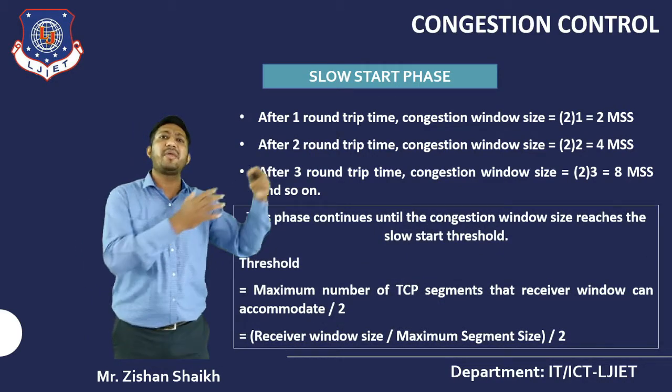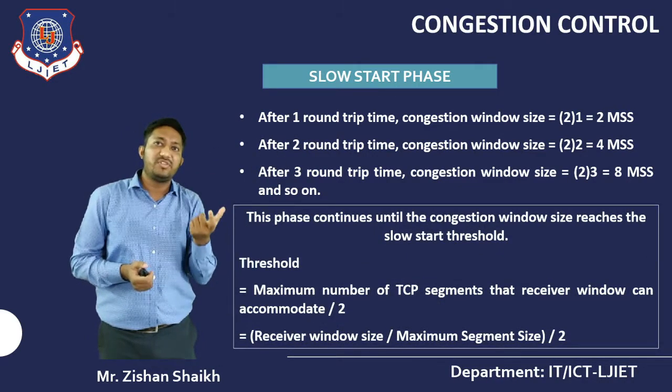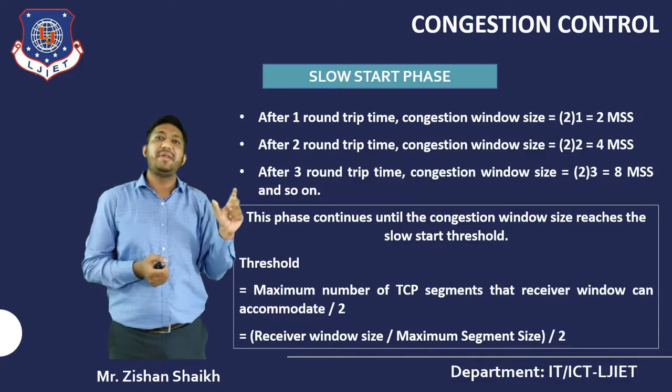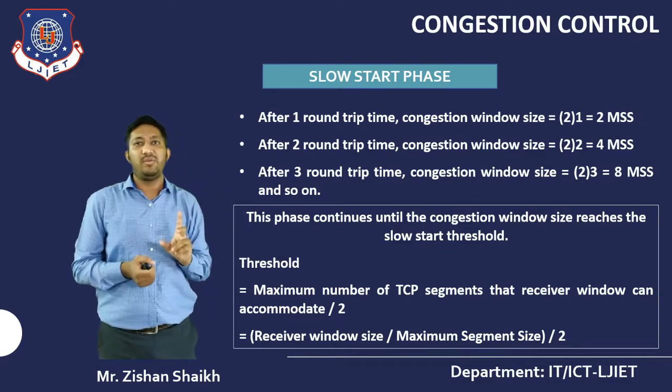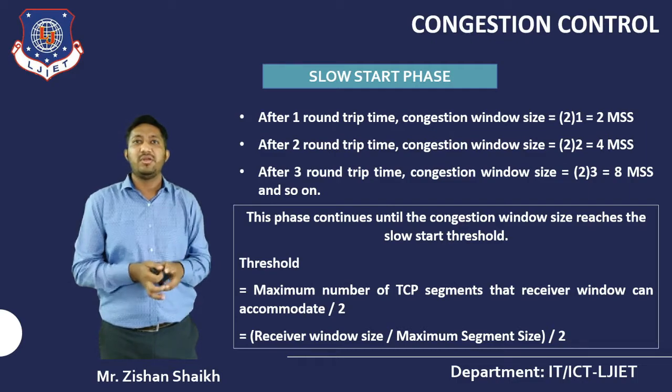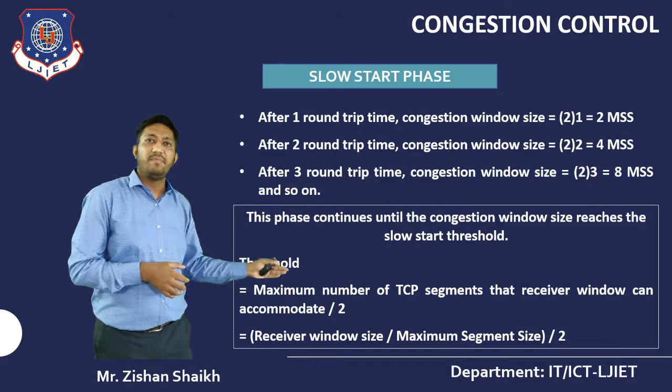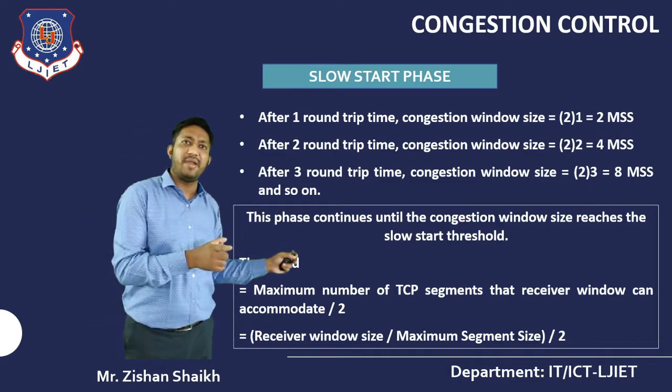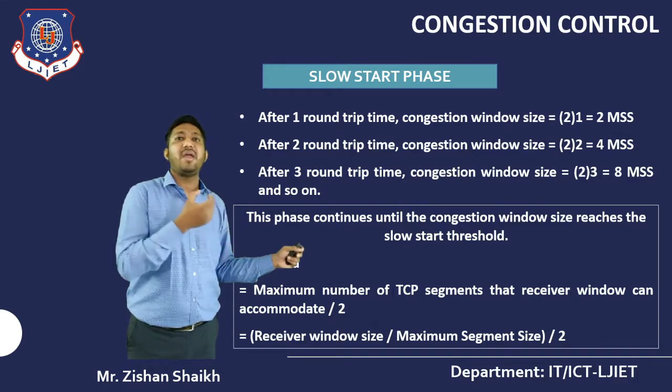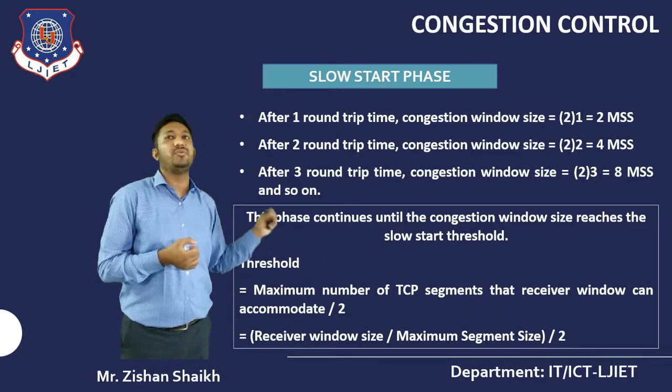This phase will continue up to some limit. That limit is known as my threshold value. So what is my threshold value here? The threshold is equal to the minimum number of TCP segments that the receiver window can accommodate, divided by 2.